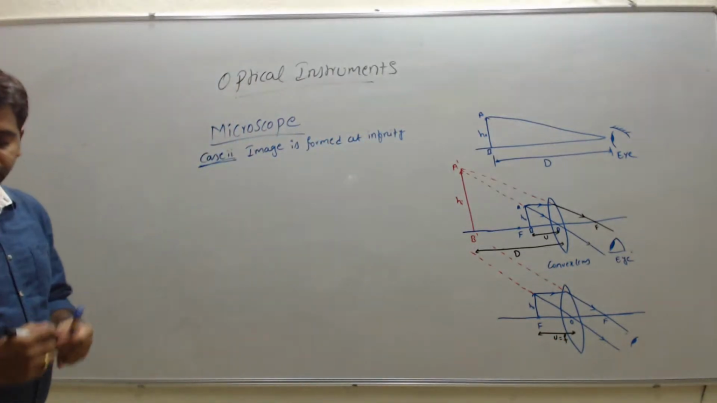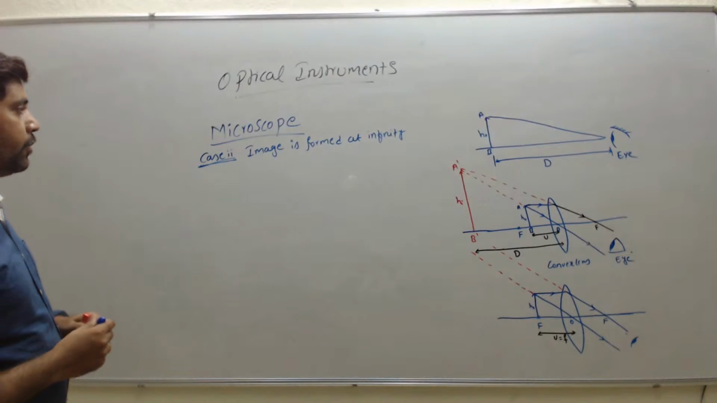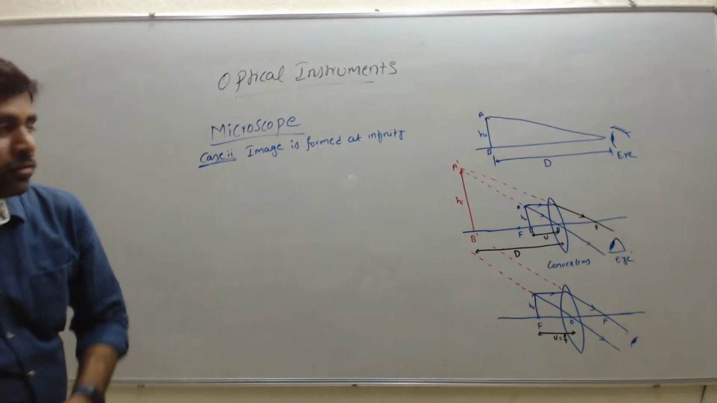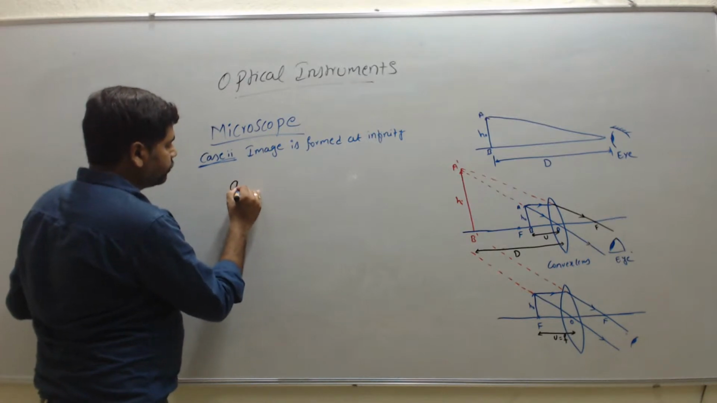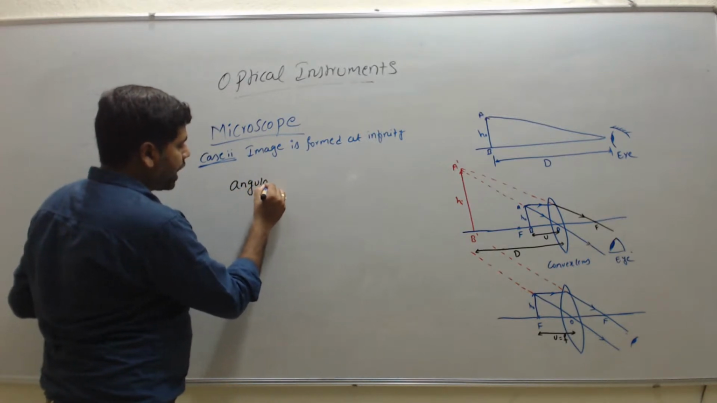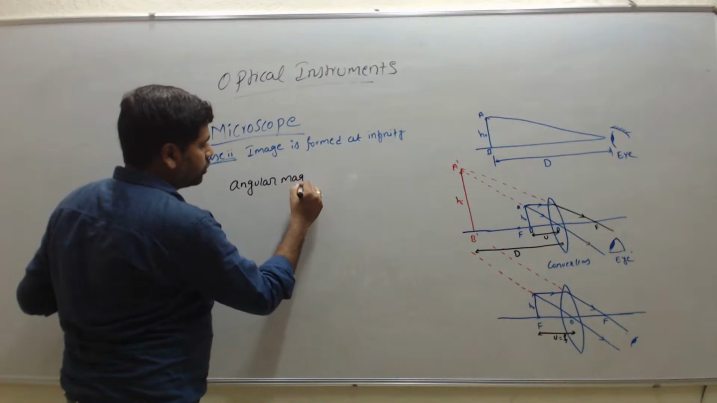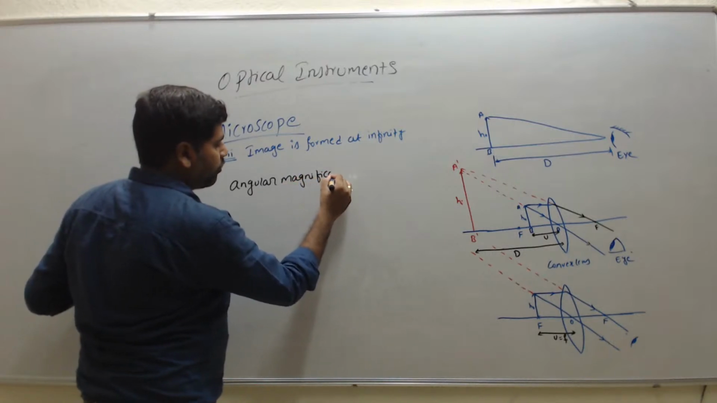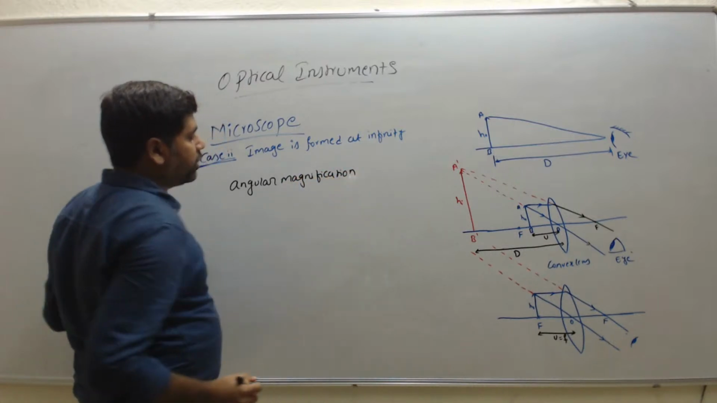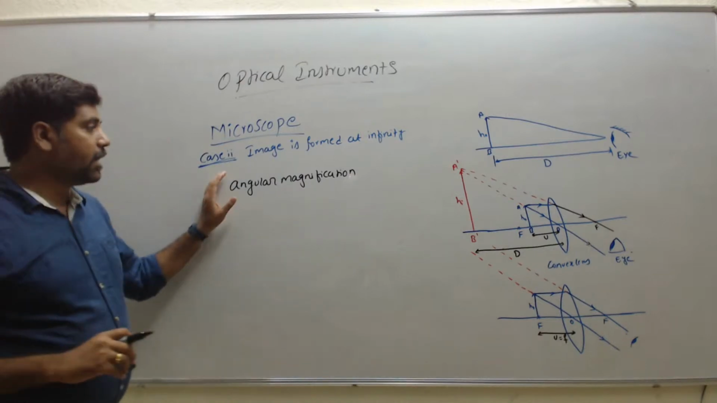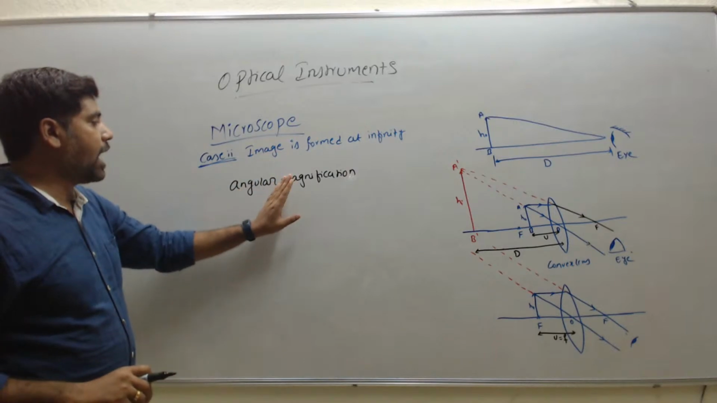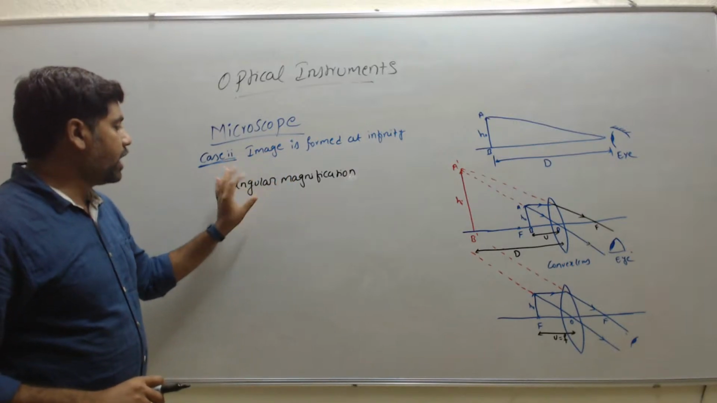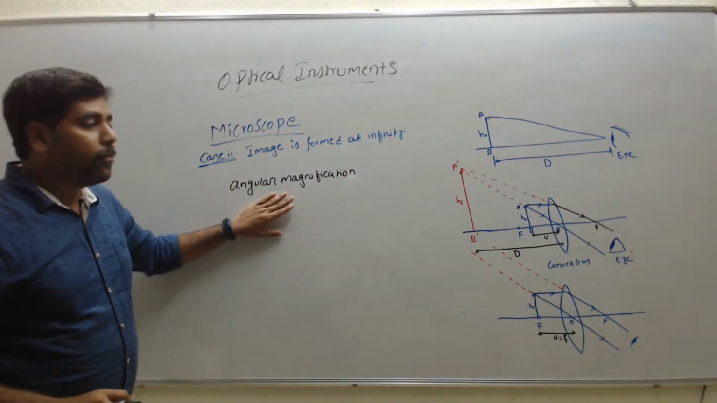Next, here we have one term, that is angular magnification. In the previous case we discussed linear magnification. So when the image is formed at infinity, we do not use linear magnification, we use angular magnification.